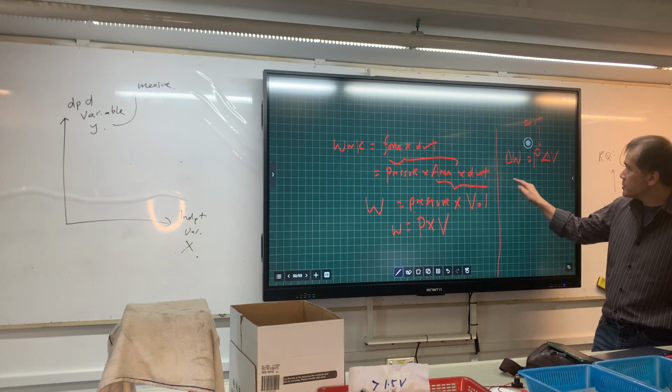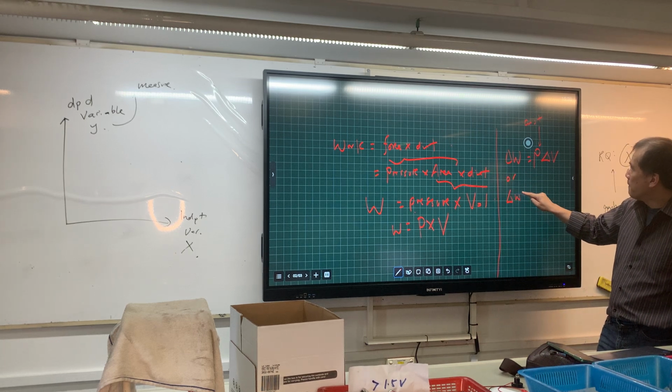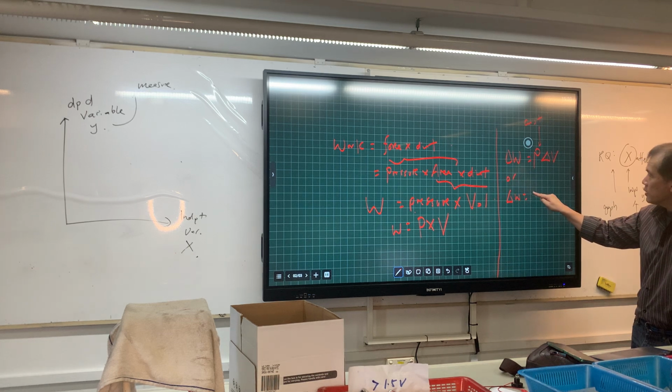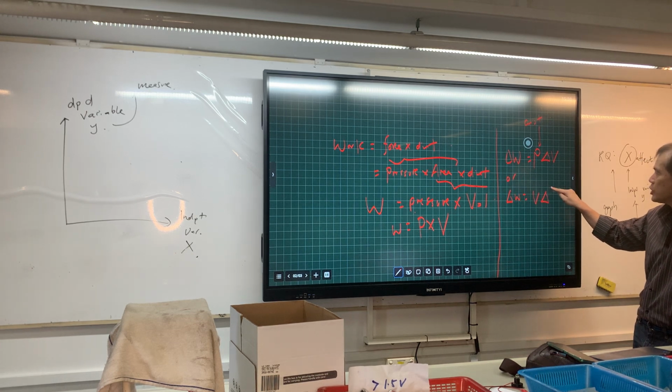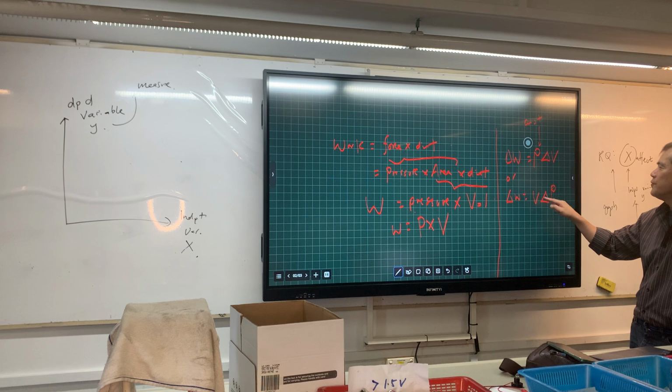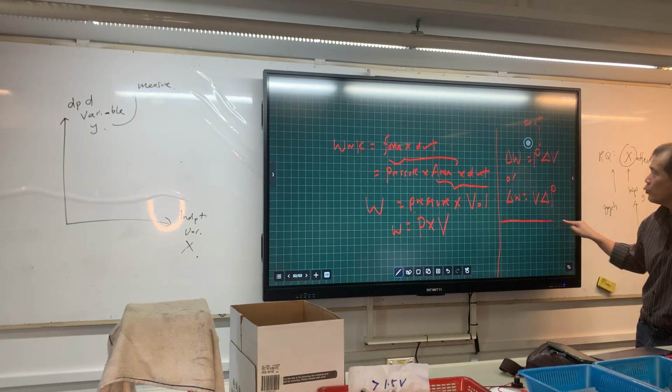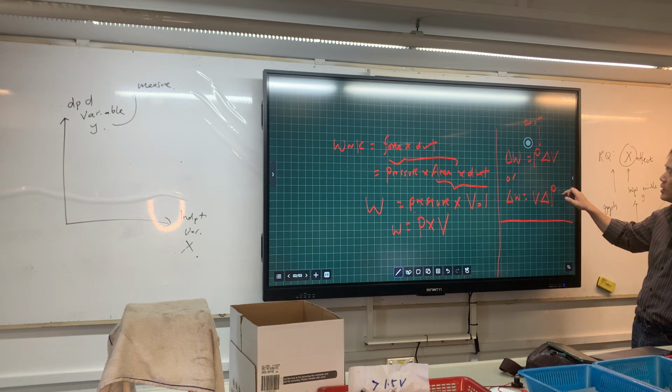And sometimes my volume is the one that is constant, and then my pressure is being changed, so I can also write V change in pressure. So it depends on context. Which one is it that you are using?